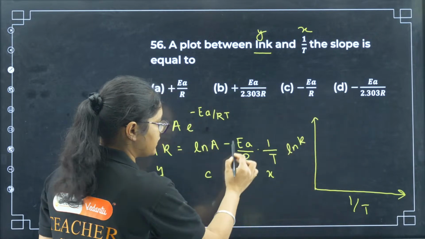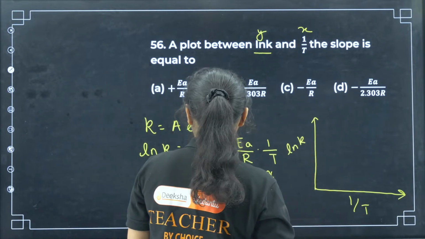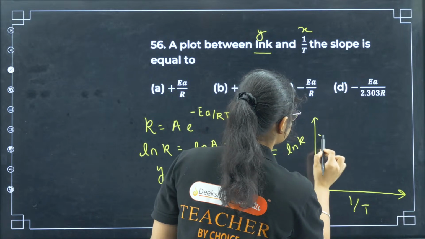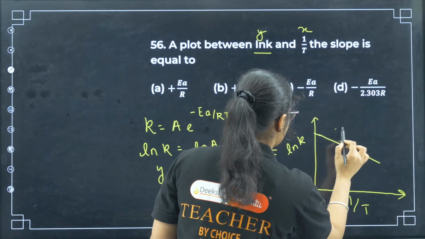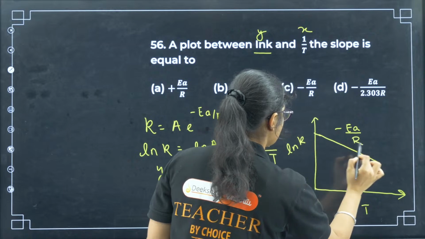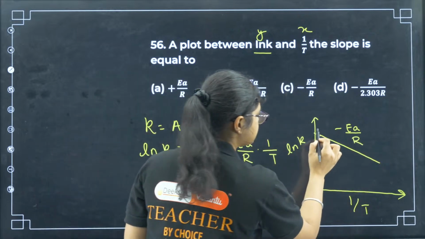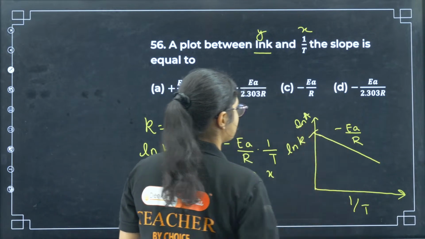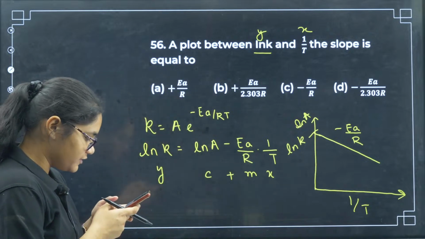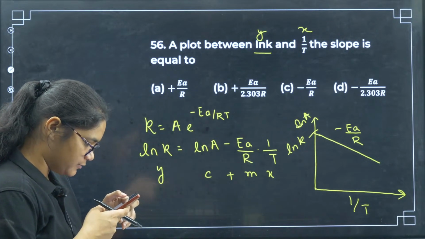What is the slope of the graph? The slope of the graph is minus EA by R. And what is the intercept? Intercept is ln of A. So what is the slope of this graph? I have already drawn it. Can you answer?